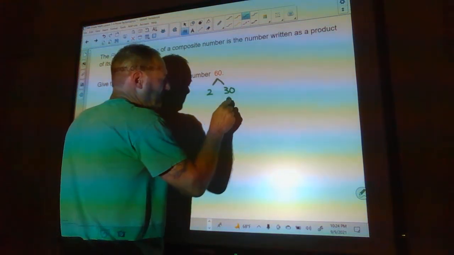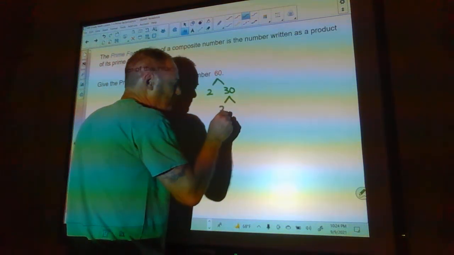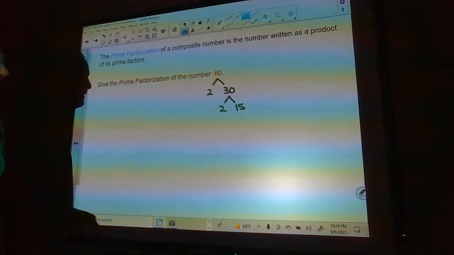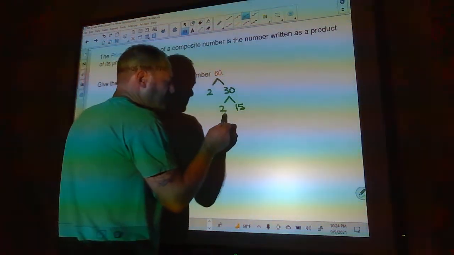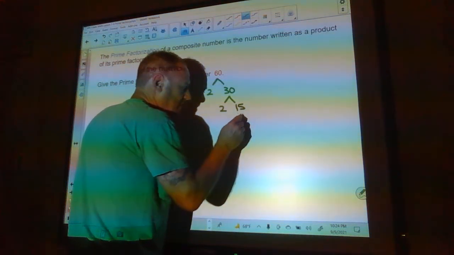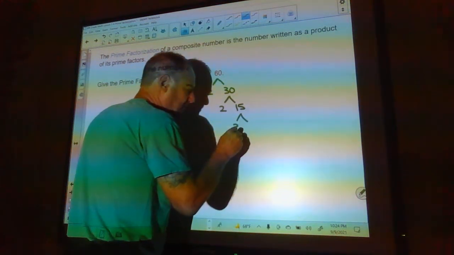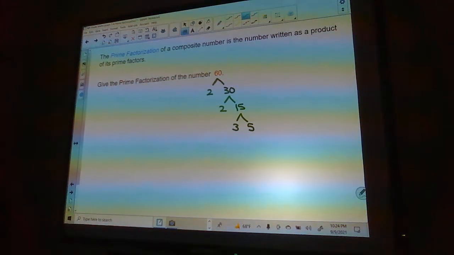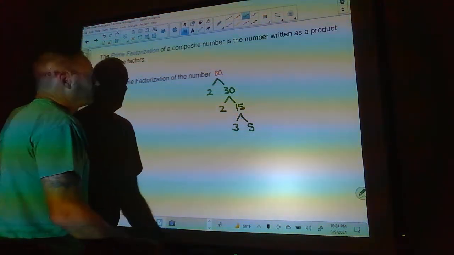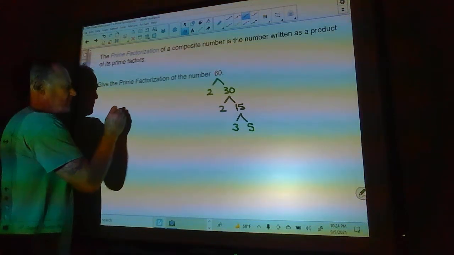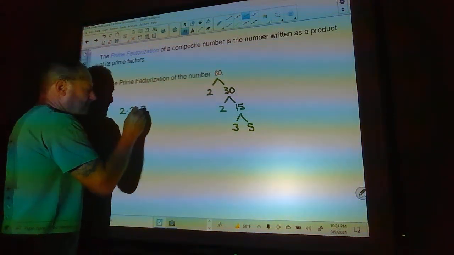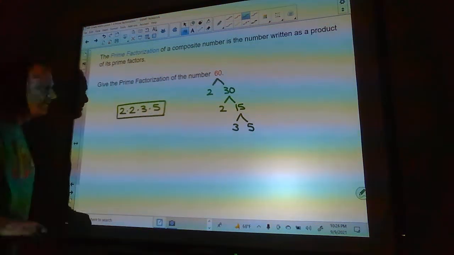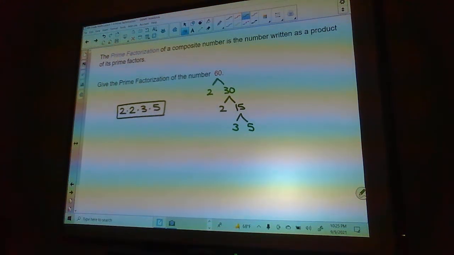This is still a composite number. That is divisible by 2 and 15. Now, this is a prime number, so this branch is dead, but this one is divisible by 3 and 5. Now, all those are prime numbers, so I'm done. So the prime factorization for this is 2 times 2 times 3 times 5. So this is my answer.